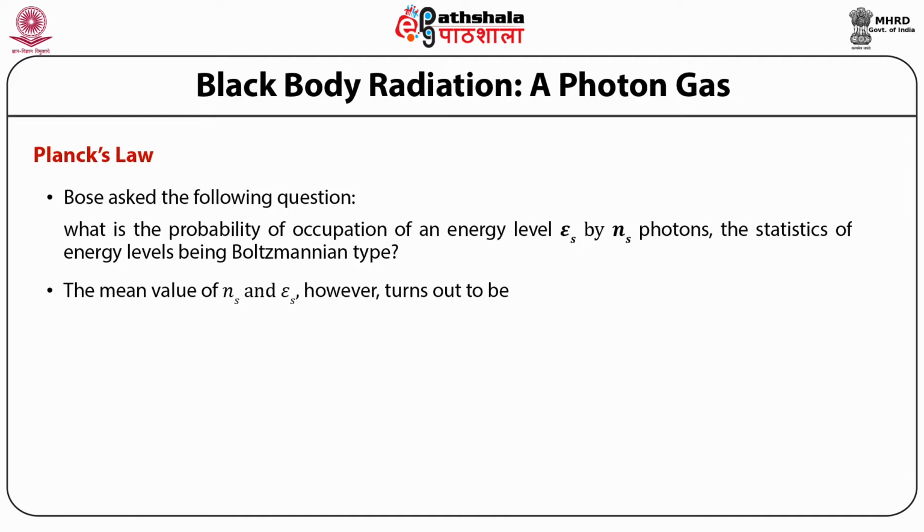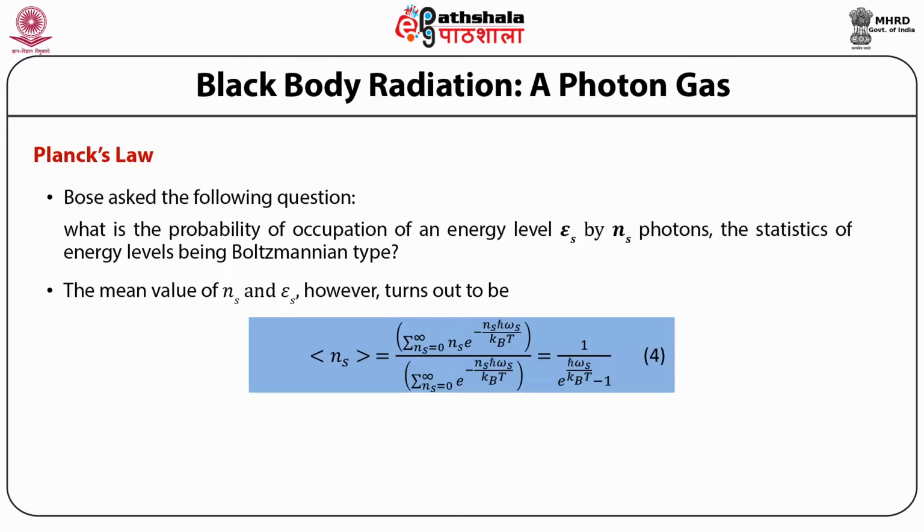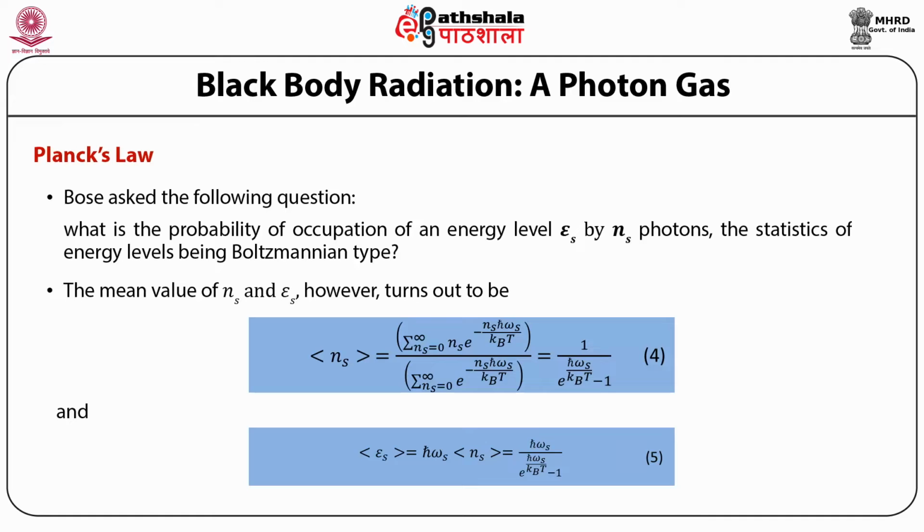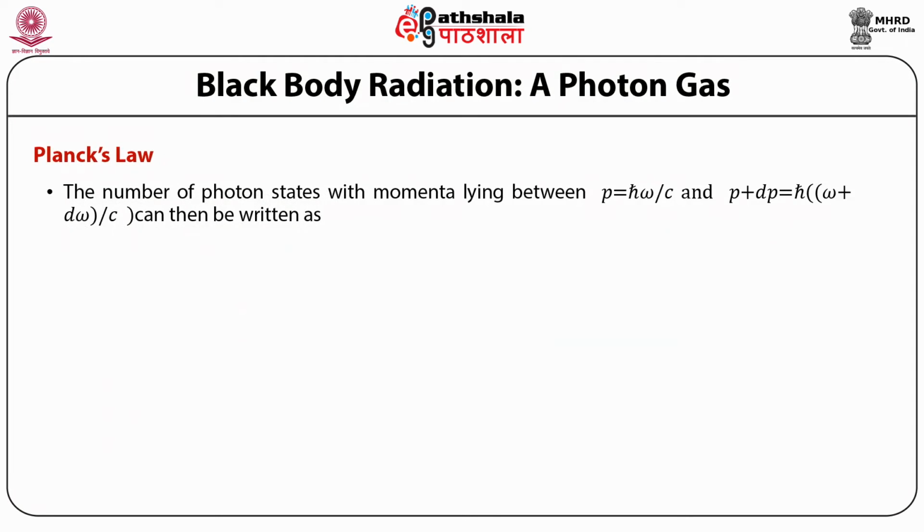The mean value of ns, however, turns out to be equal to the summation over ns equal to 0 to infinity of ns e raised to power minus ns h bar omega s divided by kBT, divided by the summation over ns equal to 0 to infinity of e raised to power minus ns h bar omega s upon kBT, which is equal to 1 upon e raised to power h bar omega s divided by kBT, minus 1. And the mean value of epsilon s is equal to h bar omega s multiplied by the mean value of ns, which is equal to h bar omega s divided by e raised to power h bar omega s upon kBT, minus 1.